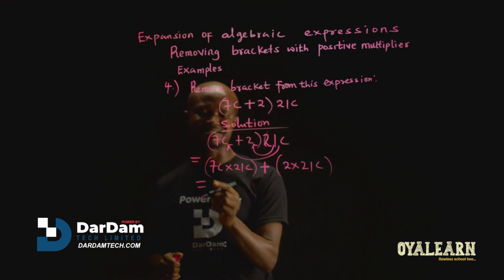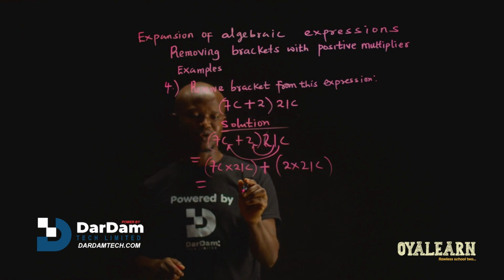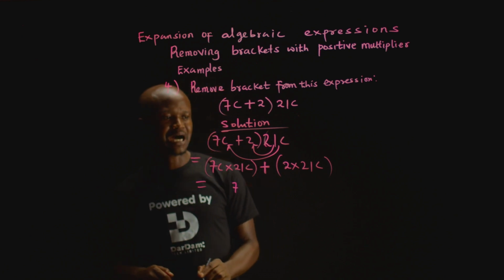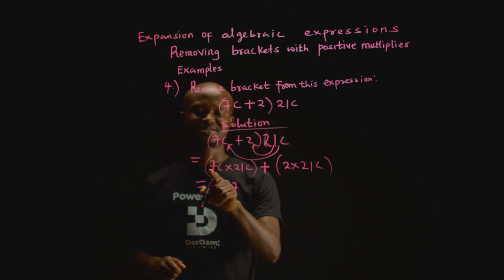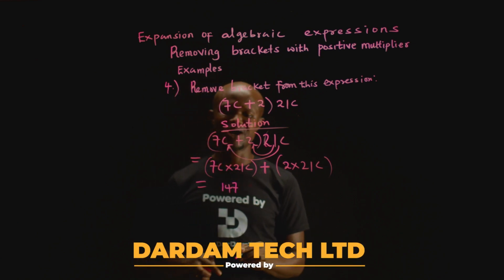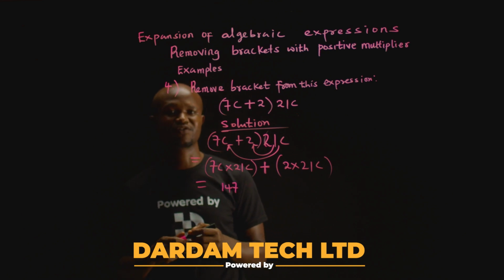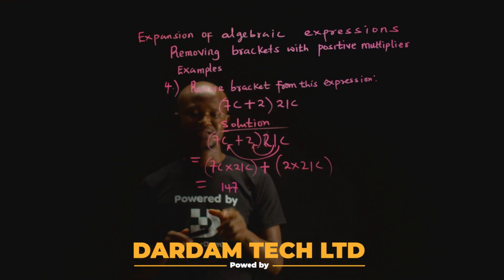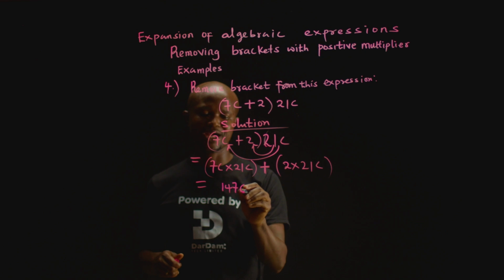Now 21 times 7. 7 times 1 will give us 7, and 7 times 2 will give us 14. So it means that 21 times 7 will give us 147. C times C will give us c squared.